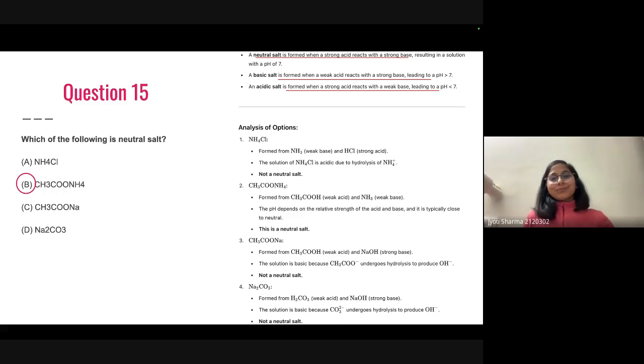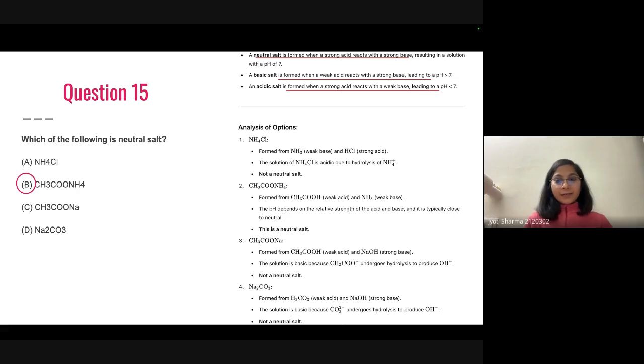So a neutral salt is formed when a strong base and strong acid react, and it may be a weak acid and weak base also. But whenever it is a basic salt, you should have a strong base and weak acid, and for the acidic salt you should have a strong acid plus weak base. Okay, and if we go to NH4Cl, NH3, ammonia, is a weak base actually, and HCl is a strong acid. So this will not give you the neutral salt.